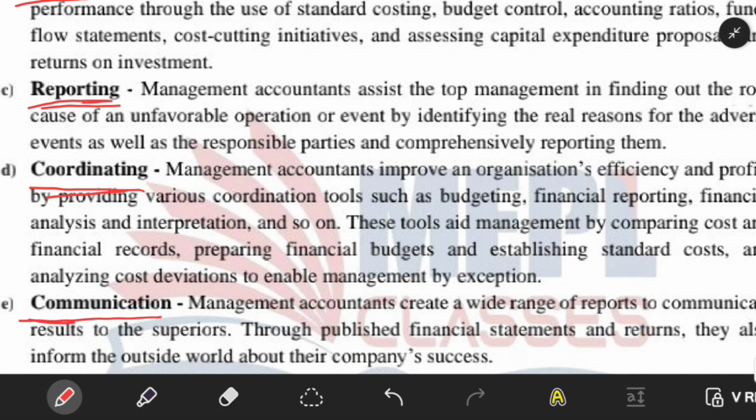Next is communication. Management accountants also communicate results and plans to others. They make a report that explains the company's position, sometimes for managers, sometimes even for outsiders. Through the reports, they explain whether the company is doing well or needs any improvement.